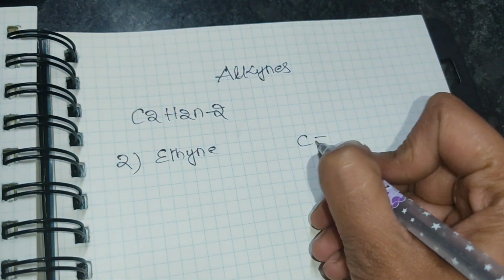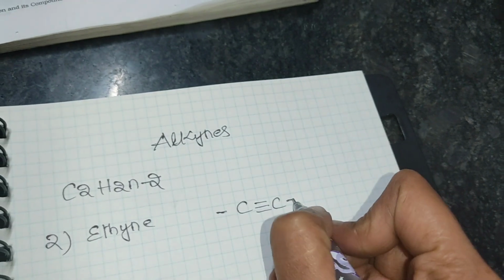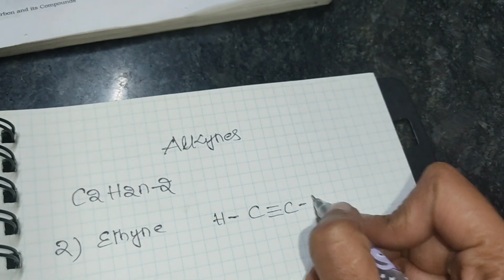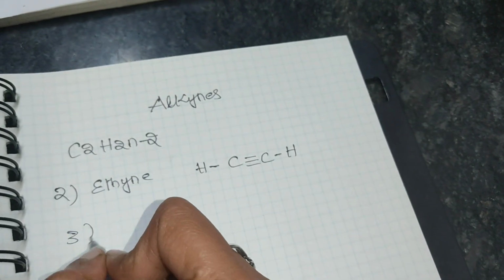So 2 carbon atoms, here all 3 bonds are there. One more bond is with hydrogen. So ethyne is like this. Next, write propyne.